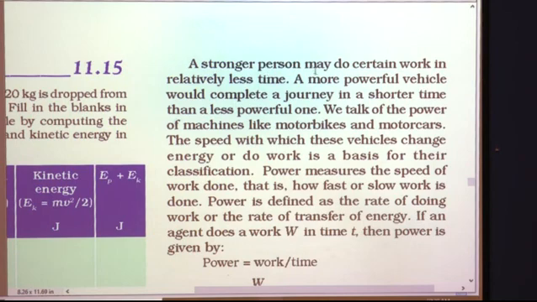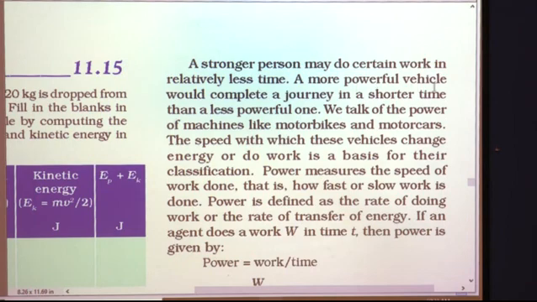A stronger person may do certain work in relatively less time, isn't it? Suppose you are climbing the staircase with your grandfather or grandmother, definitely you will climb faster as compared to them. Why? Because you are stronger than them. So, a stronger person may do certain work in relatively less time.